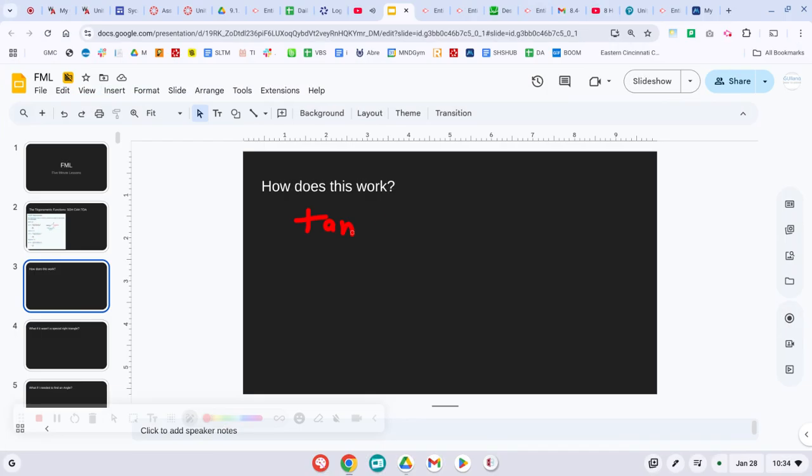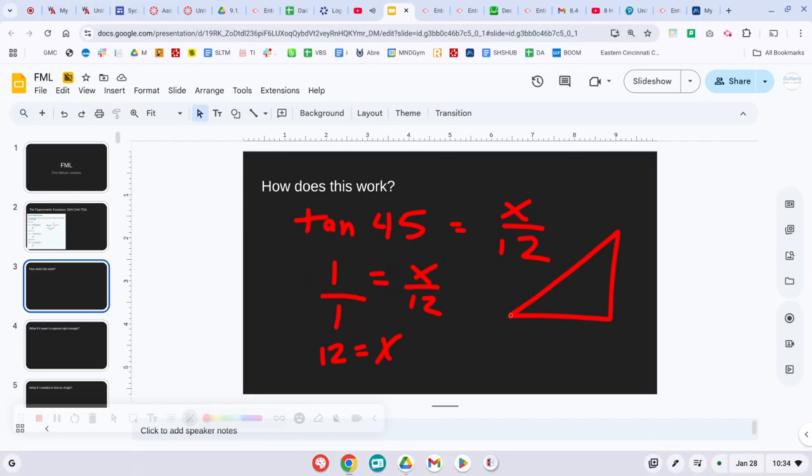So tangent of 45 is x over 12. What do we say the tangent of 45 was? 1 equals x over 12. I can put that over 1. Multiply both sides by 12, and you get x is 12. Doesn't that make sense? Because what kind of triangle was it? It was a 45, 45, 90. So you knew that those were the same.